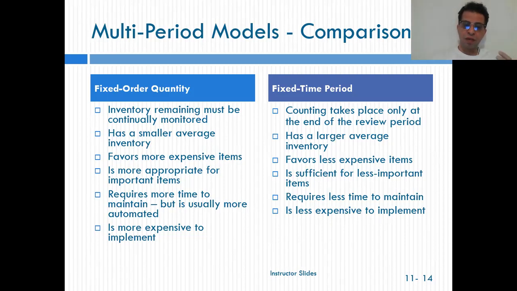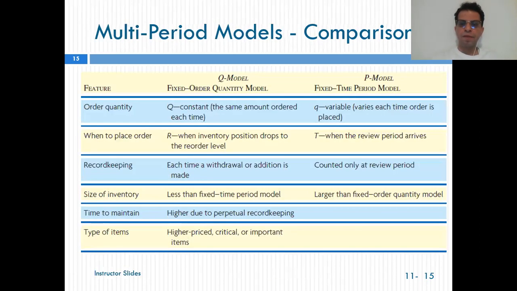The fixed order quantity requires more time to maintain, to check the warehouse, but is usually more automated, and it's more expensive to implement because you're always checking. But the fixed time period requires less time to maintain because every 3 months you can go and check, and it's less expensive to maintain for the same reason. So this is another way of looking at the multi-period models.